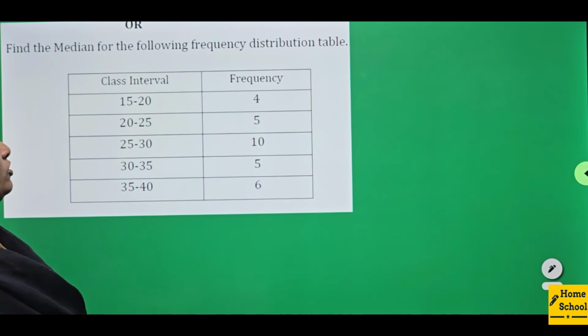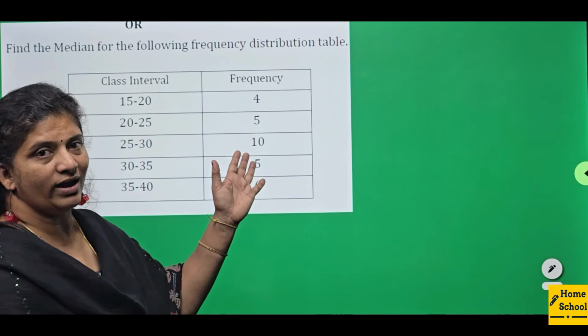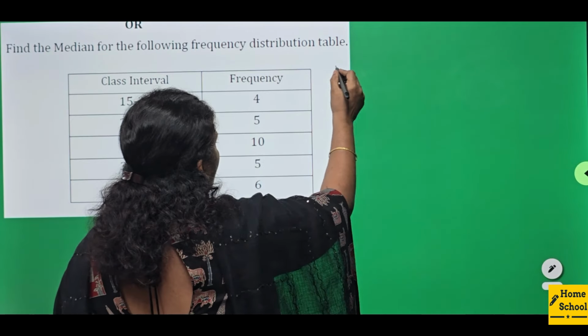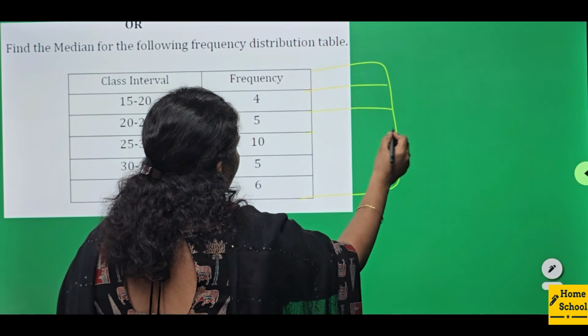In this we have one more choice. Find the median of the following frequency distribution table. Given class interval and frequency, we need to find the median. In order to find median, we need one more column. What is that column here? Cumulative frequency.